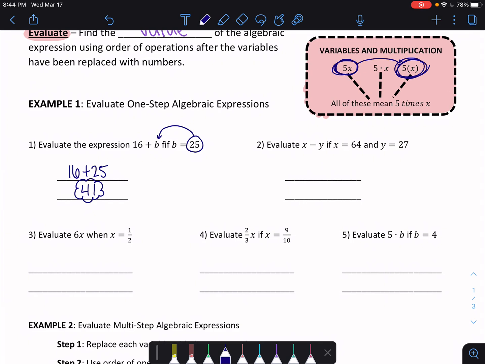In number 2, still a one-step expression, but this time you're replacing 2 different variables. So I'm going to put 64 in for x and 27 in for y. So my initial expression is going to be 64 minus 27. So I'm going to do some subtraction over here. 64 minus 27 is 37.